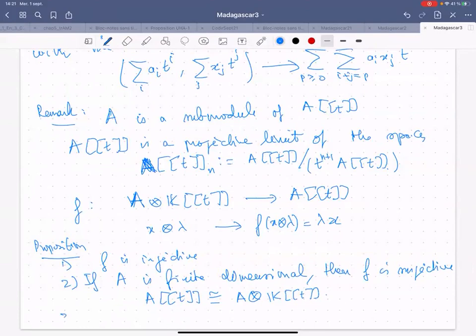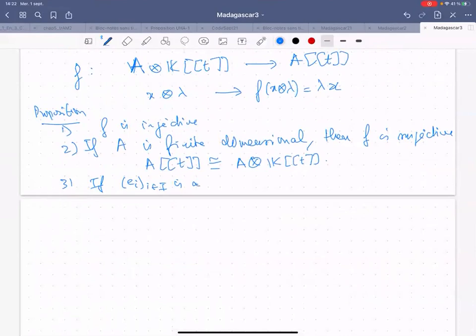Maybe a last observation here. If you have a basis e_i of A, with i running over capital I, then the e_i form a topological basis of A[[t]].